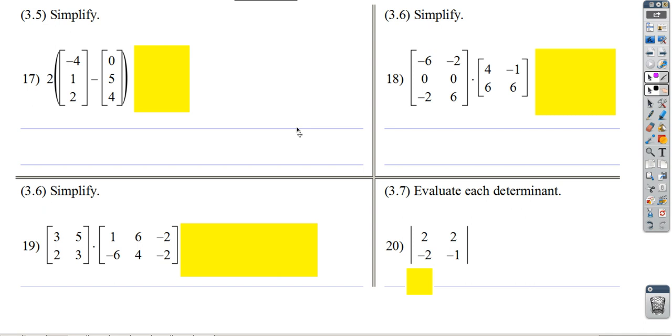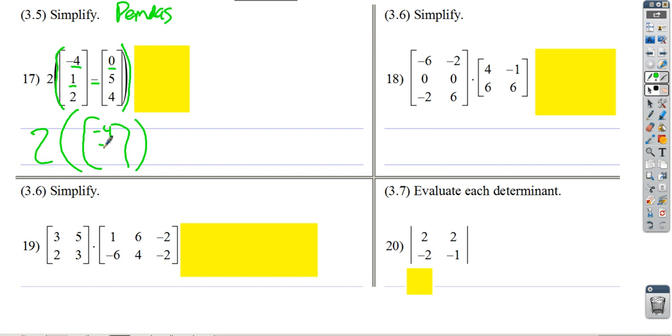Alright, so we will finish the chapter 3 practice test now, 3-5 to the end. So this one right here is like the same as order of operations, number 17. In order of operations, we first deal with the parentheses. I don't know if you can see that, but there's a parentheses where you're supposed to be subtracting those two matrices. So if we subtract them, we have negative 4 minus 0 is negative 4.